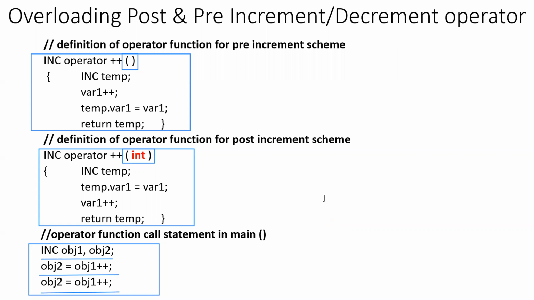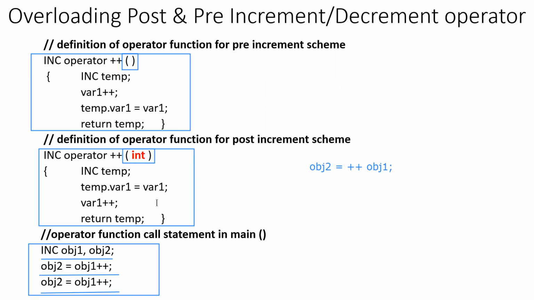What if I wanted to execute the definition number 1 for the pre-increment? Then you have to use the following statement. Obj2 is equal to plus plus obj1. If you use this statement, then the definition number 1 will be executed.